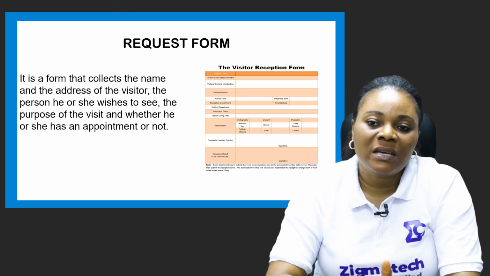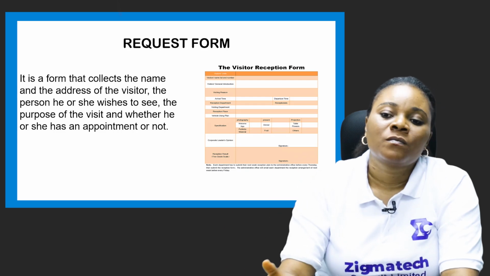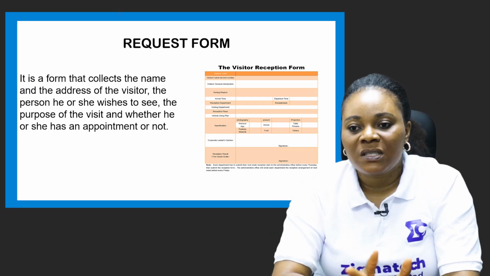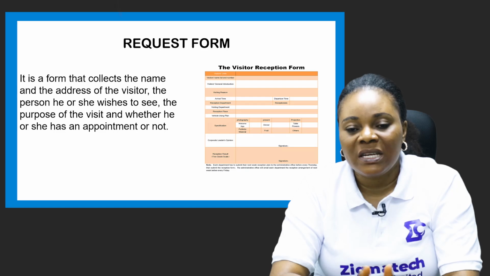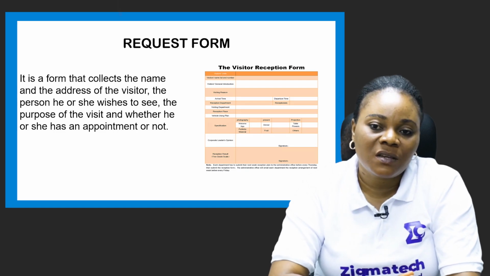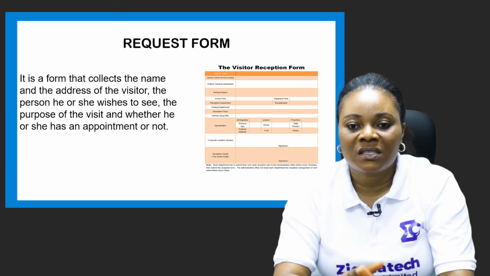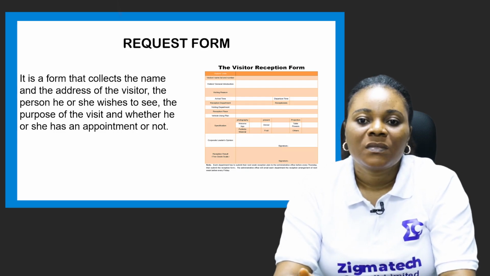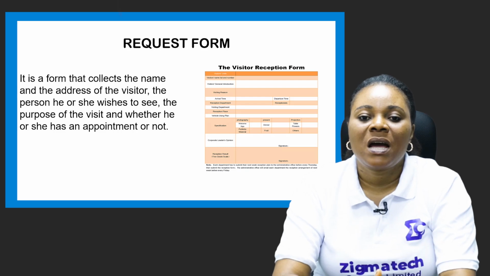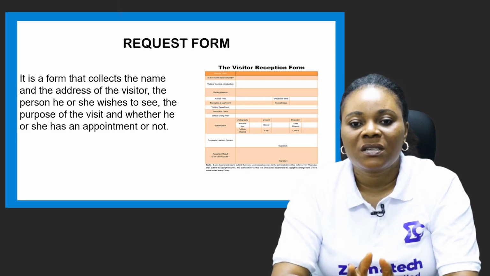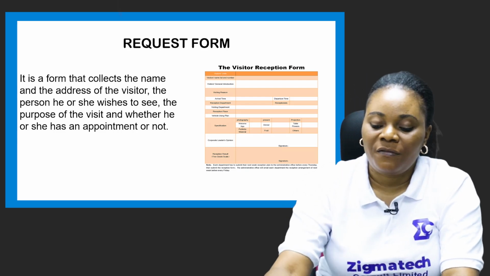Then this form now is taken to the director for verification. It is from there the director will indicate if he wants to see the visitor or not. That is the essence of the request form. It's one of the major documents handled by the receptionist in the reception office.